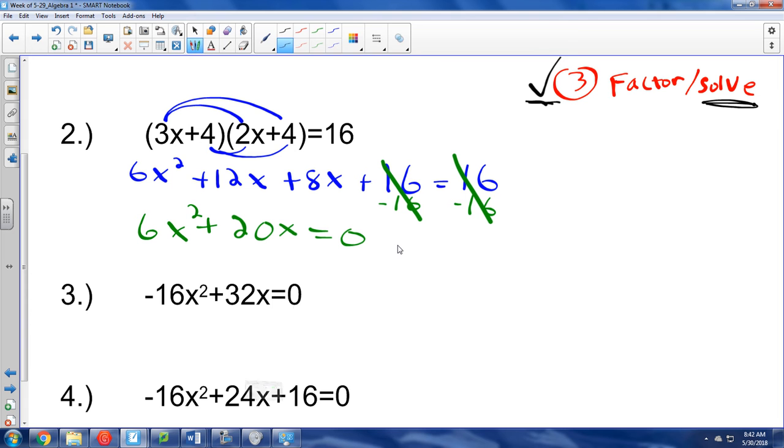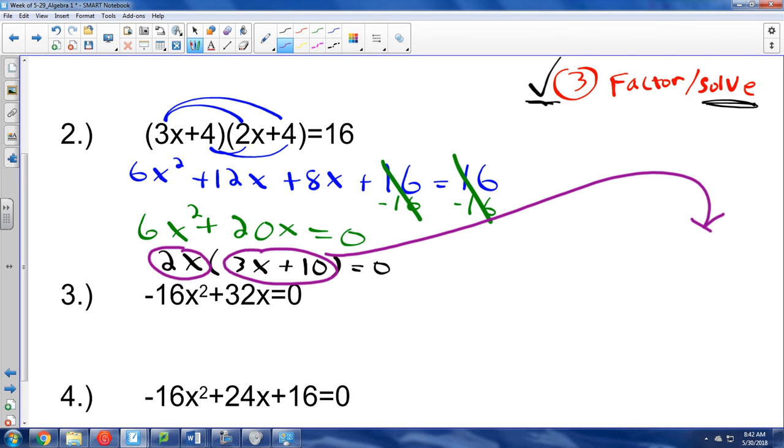Okay, so it's looking like we could take out 2 and x from this. So we take out 2x, and we have 3x plus 10 is equal to 0. We now have to do the last step, which is to set each factor equal to 0 and solve. I'm going to highlight this in purple so that we can understand that this is a factor and this is a factor. So both of these have to come over here.